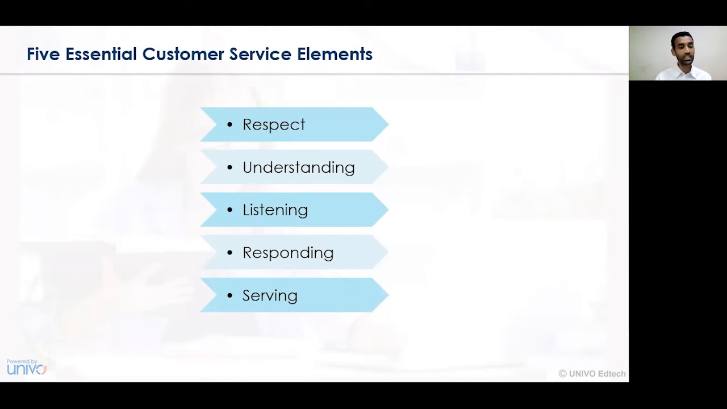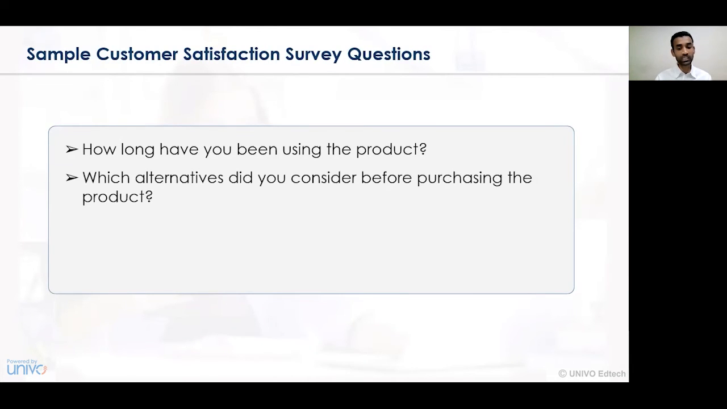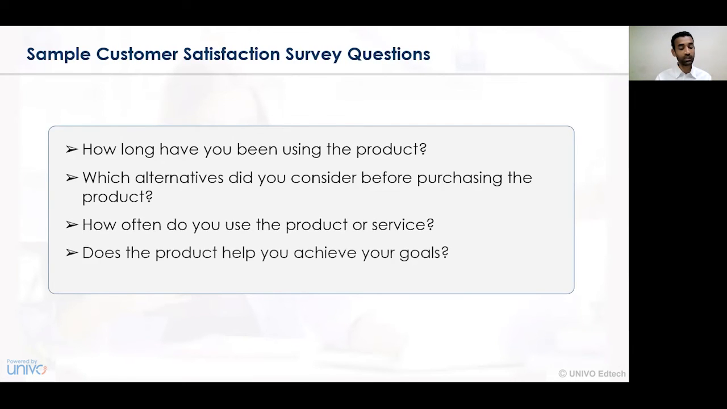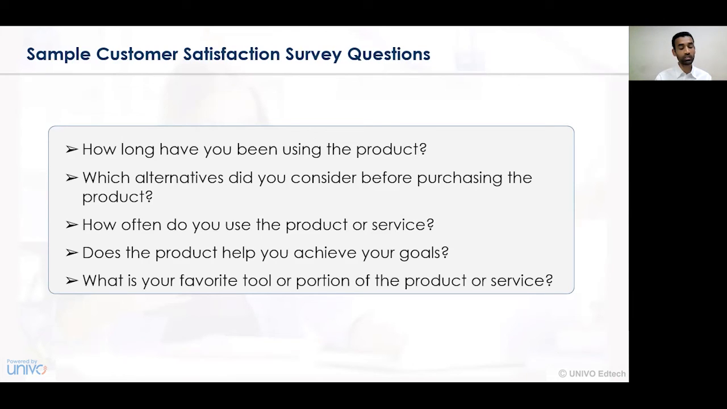Now let's take up various sample customer satisfaction survey questions. The first question that can be asked is, how long have you been using this product? Which alternatives did you consider before purchasing the product? How often do you use this particular product or service? Does the product help you to achieve your goals? And lastly, what is your favorite tool or portion of the product or service?